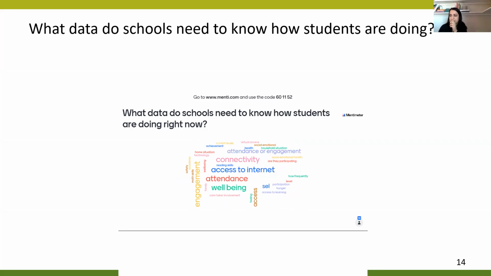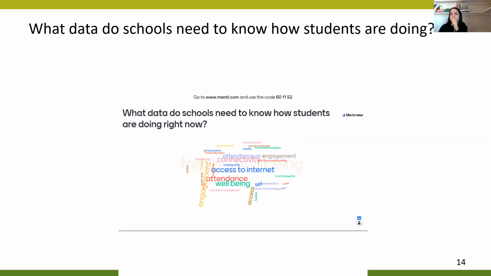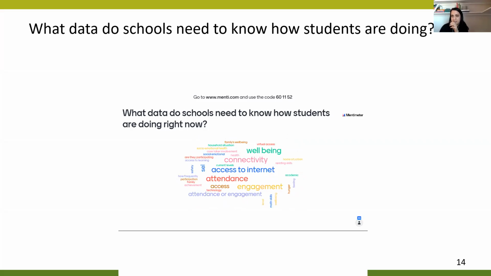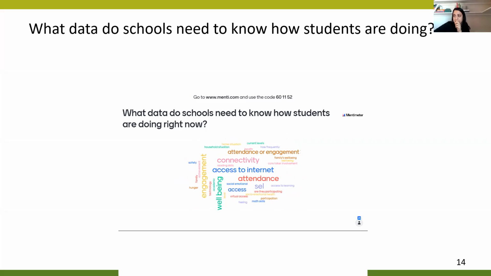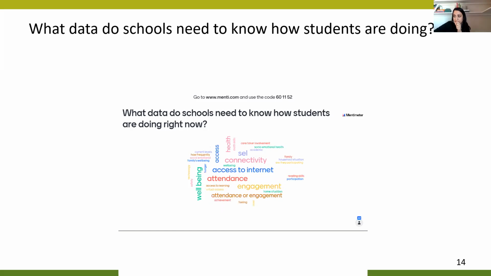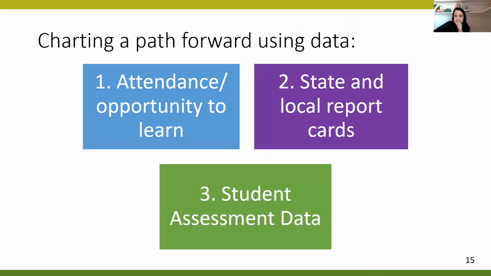All right, so take a minute and look at what some of the most common measures you've indicated here are. We couldn't agree more, and thank you for your thoughts on needing data about connectivity, engagement, attendance, SEL, general well-being, and also engagement in classes. That brings us to our session today, charting a path forward using data. We saw and we agree that there are a variety of needs.